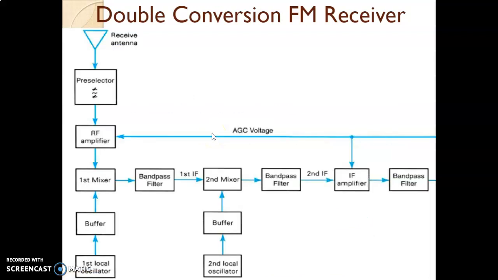So this is the FM receiver, which follows the principle of super heterodyning, meaning down converting the incoming RF to an intermediate frequency with the help of a local oscillator and mixer. The same principle is used for the super heterodyne radio receiver also.